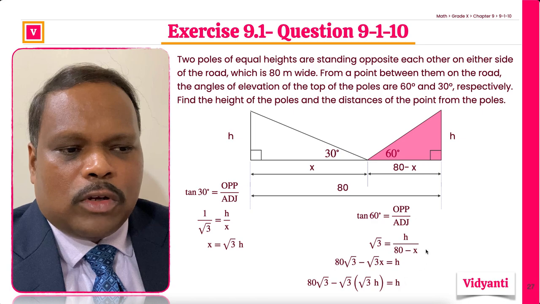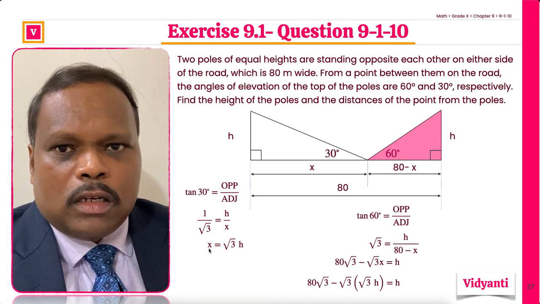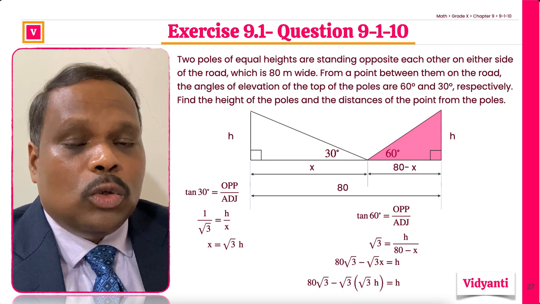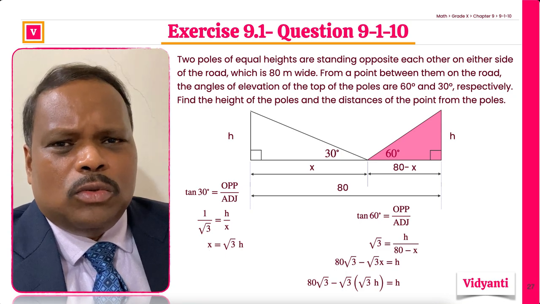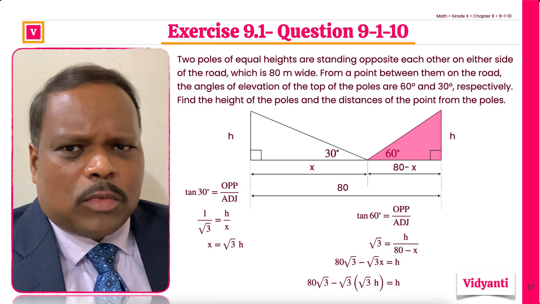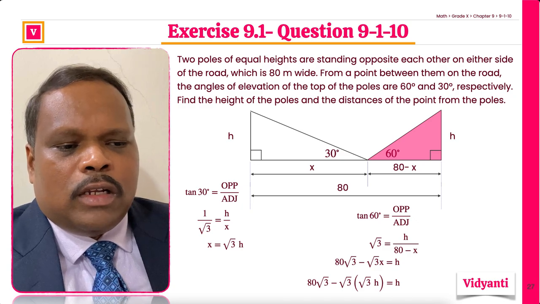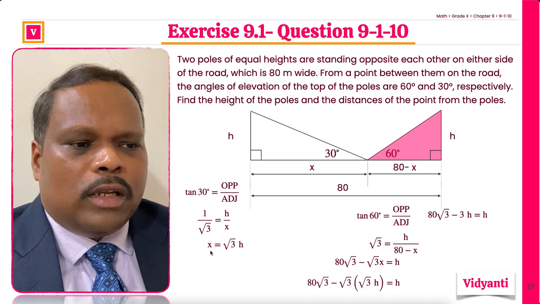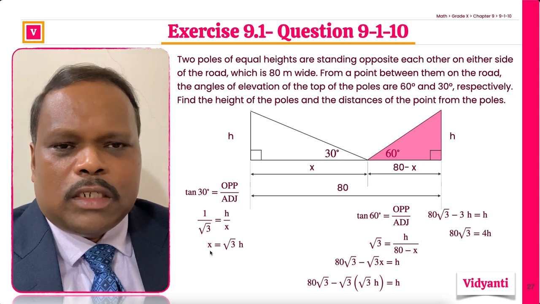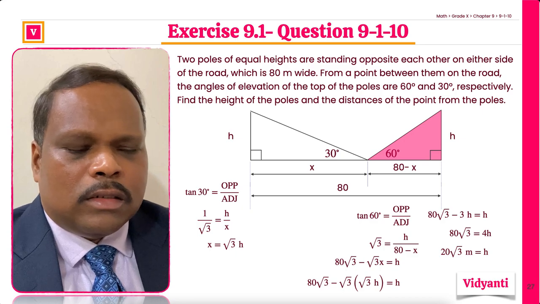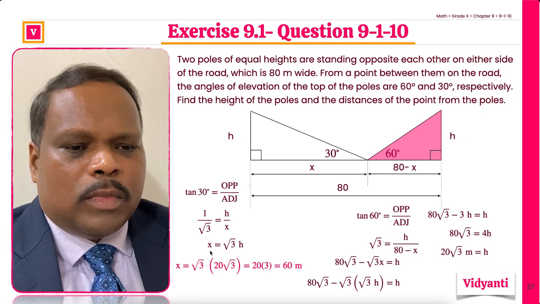So now we'll cross multiply and substitute the value of x. That is the whole idea. We get two triangles, so we get two relations, and the first relation we substitute in the second one. That comes out to be 80 root 3 minus 3h equals h. Then after multiplication and cancellation, h is equal to 20 root 3 meters.